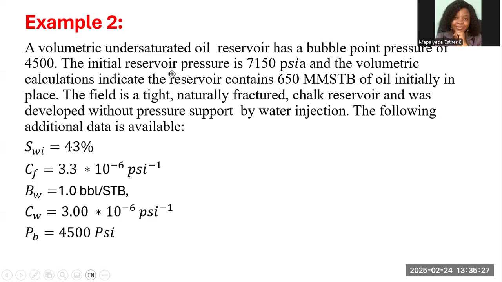You have to understand that. The initial pressure was 7150 PSI. And then the volumetric calculations, the initial calculations that were done not using MBE, show that it contains 650 STB of initial oil in place. So we want to confirm using the material balance equation, to be sure, compared to the volumetric calculations, if the volumetric calculation underestimated or overestimated the OIP within the reservoir system.